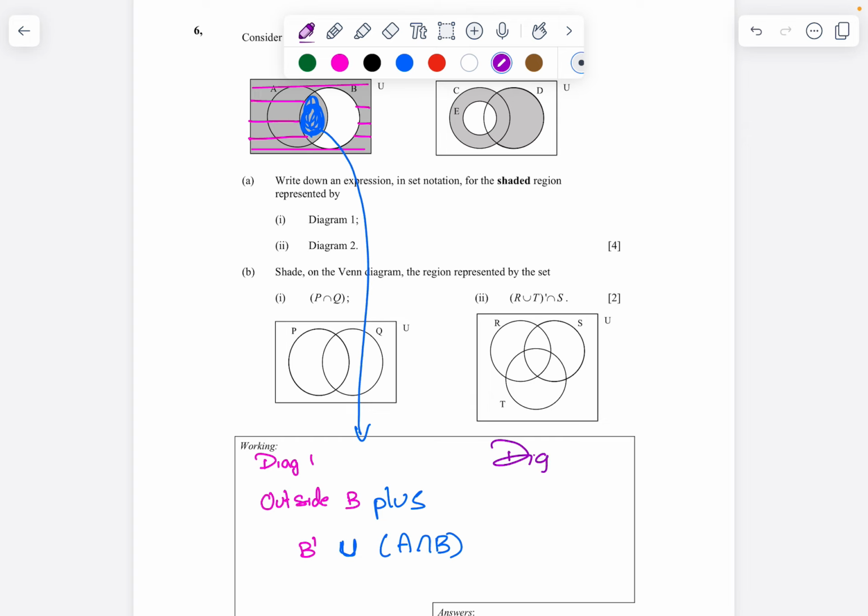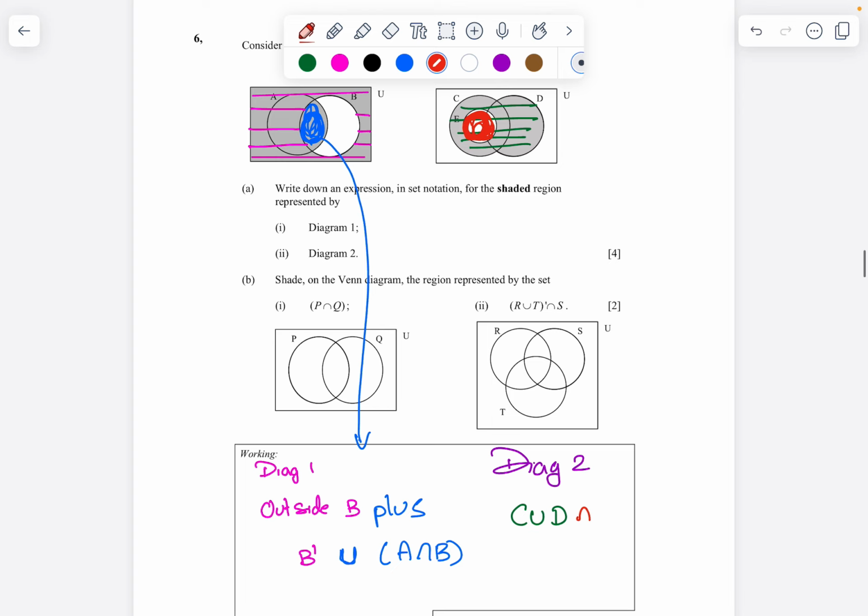Now coming to diagram 2. So what is that? This total part, maybe I use green. This total part is nothing but what? C union D. But now what is happening? This green color part, this red color part has to be taken away. Intersection E complement. It should be outside of E. So taken away, because E should be taken away. So intersection E complement. So it should be C union D intersection E complement.